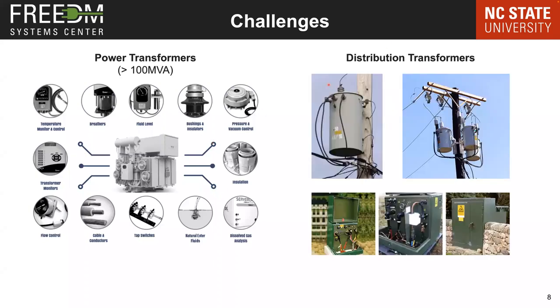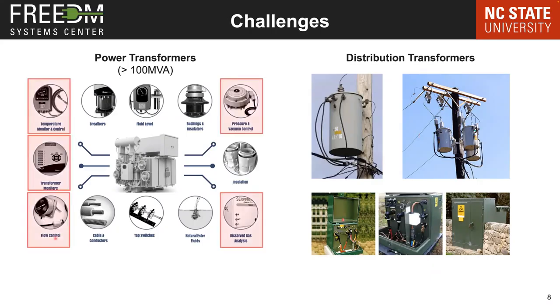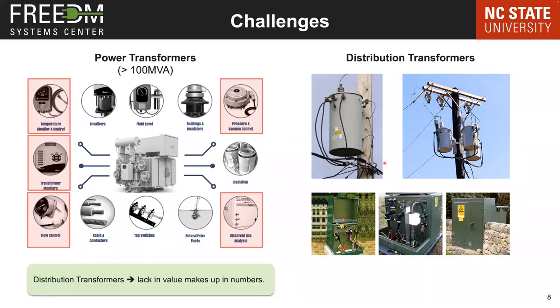But on the counterpart, we have distribution transformers. They supply a bunch of small customers. They are around the neighborhood. They're really bare minimum. They don't have any protection or control devices, probably a fuse on top of them. There's no monitoring on these devices. The primary reason is that it's not economical to install these kinds of monitoring devices on distribution transformers, because it doesn't make economic sense. But what they lack in value, they make up in numbers.